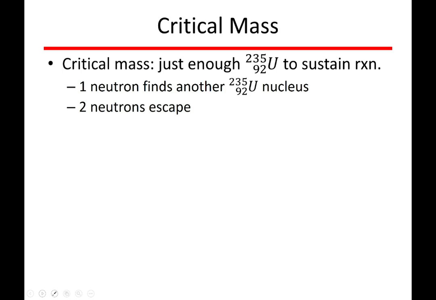Meaning that when you perform this reaction, right, you produce those 3 neutrons. And when you have a critical mass of uranium-235, one of those 3 neutrons is capable of finding another uranium-235 nucleus, allowing the reaction to propagate. The other 2 neutrons escape. And so that gives you just enough uranium-235 that you're able to allow the reaction to propagate on its own without you having to add more neutrons in.